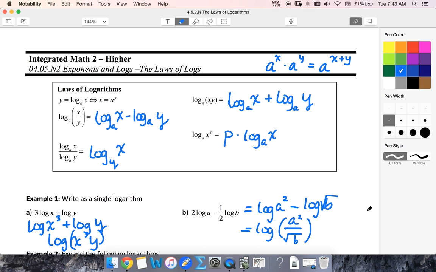And there is putting together separate logs and making them single logs. In the next video, we'll look at expanding.